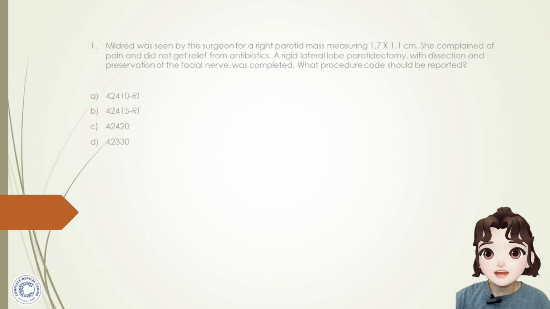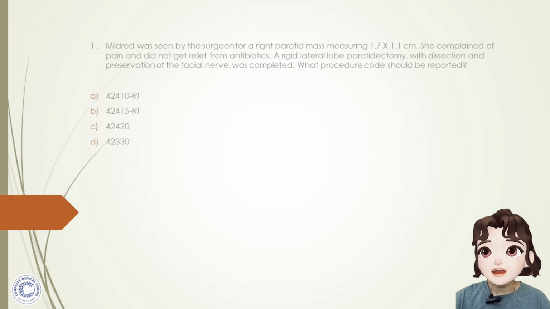Option A 42410 with RT modifier. Option B 42415 with RT modifier. Option C 42420 and option D 42330. So here what procedure is being done?